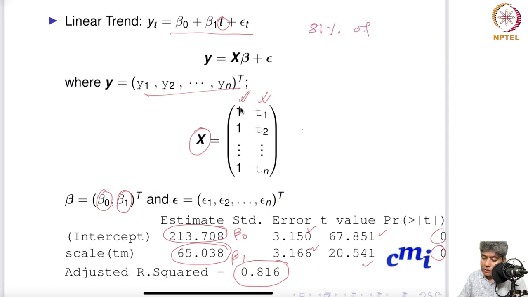So 81% of the variability of Yt can be explained through the linear trend.